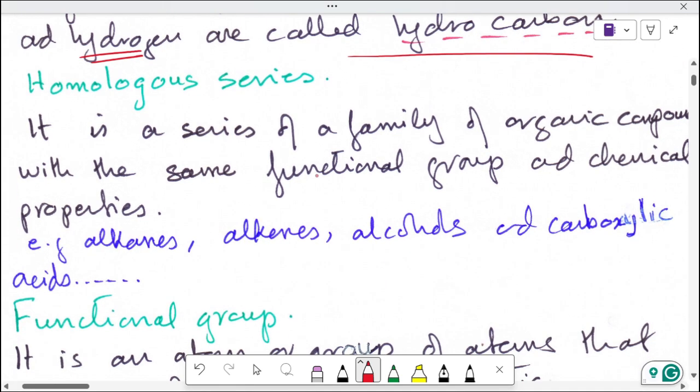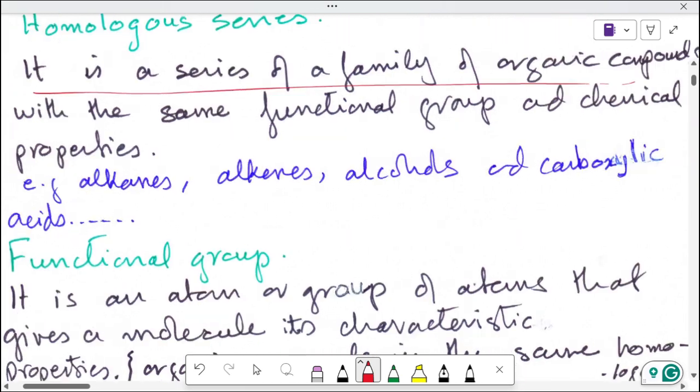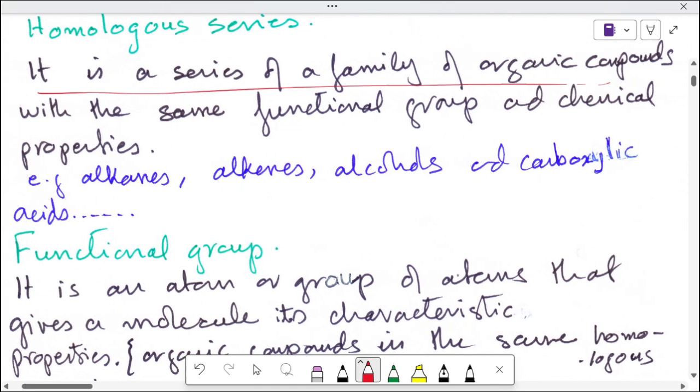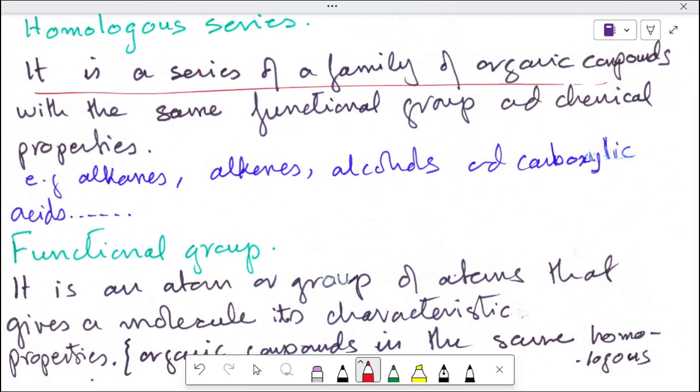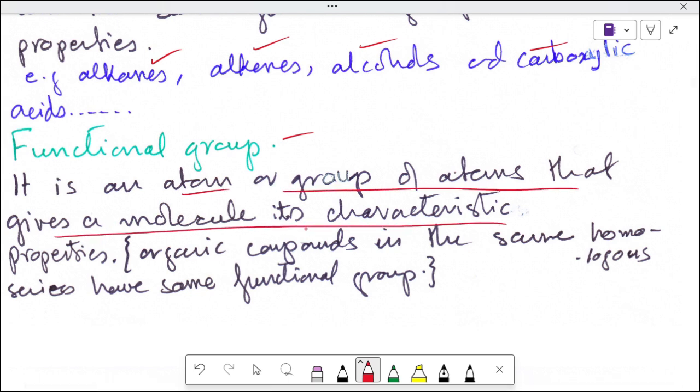Homologous series is a family of organic compounds with the same functional groups and chemical properties. For example, alkanes, alkenes, alcohols, carboxylic acids, etc. Functional group is an atom or a group of atoms that gives a molecule its characteristic properties. Organic compounds in the same homologous series have the same functional group.